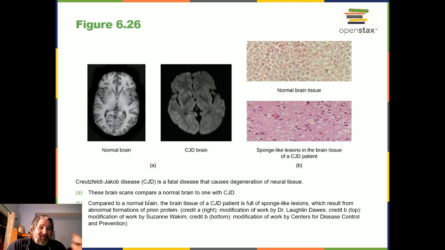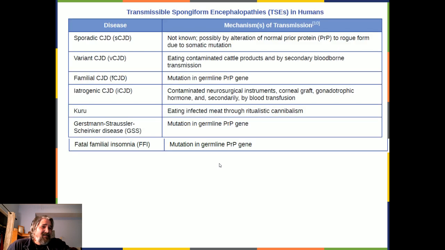Anyway, Creutzfeldt-Jakob disease is an example. Here's a normal brain compared to one with Creutzfeldt-Jakob, and sponge-like lesions form throughout. Then there's Kuru, in one South Pacific population where it was tradition to consume one's ancestor's brain tissue, some of it. I don't think they ate the whole thing. Maybe they did. I don't know. Anyway, prion disease, we have it here in deer.